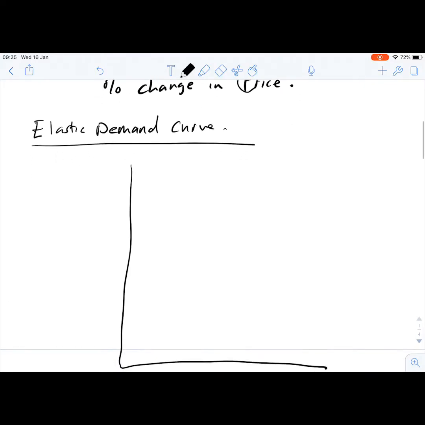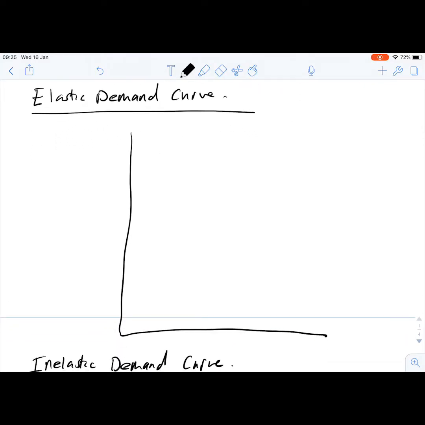Now let's have a look at what an elastic demand curve looks like. So let's label these axes, price and quantity. Let's draw in a demand curve at 45 degrees, okay? Now to show an elastic demand curve, we're actually going to want to remove this demand curve and rotate the demand curve to the left like this, and label that D for demand.